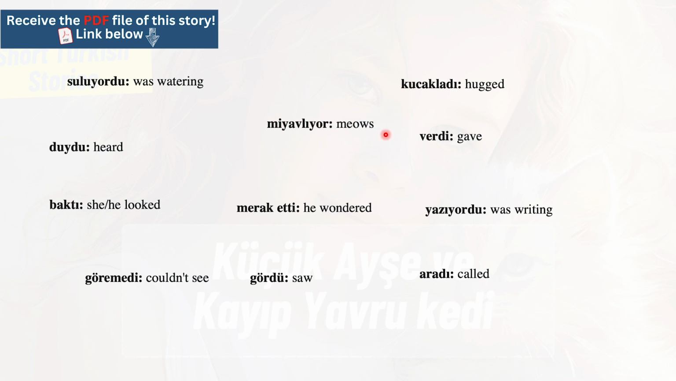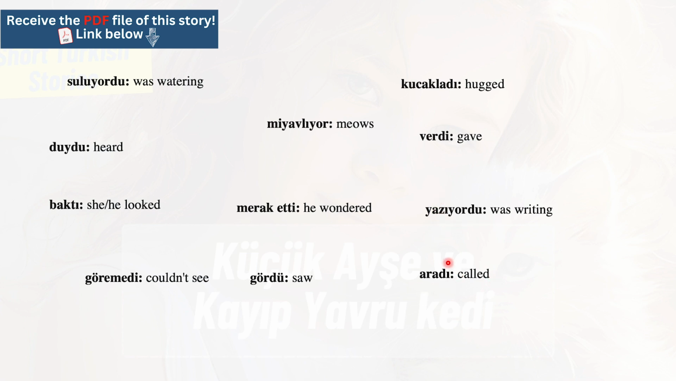How do we say it in English? So, you know it, of course. Merak etti means wondered. He wondered or she wondered, depending on who they are mentioning in the story. We cannot know, but merak etmek means to wonder. Merak etti, he wondered or she wondered in the past. Gördü, saw. Kucakladı, hugged, from kucaklamak, to hug. Verdi, gave. Yazıyordu, was writing, so from yazmak to write, and we know the rest.